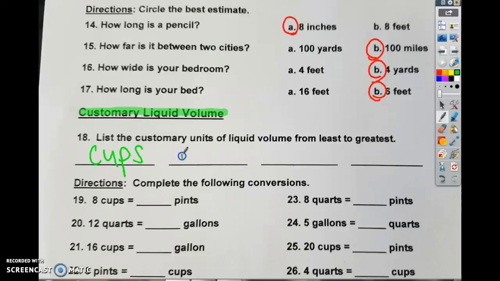Then we go to pints. Then we go to quarts. And then our biggest one is gallons. Again, this is least to greatest. Least to greatest. Okay? I like the way that green looks. I think I'm going to keep it. Okay?